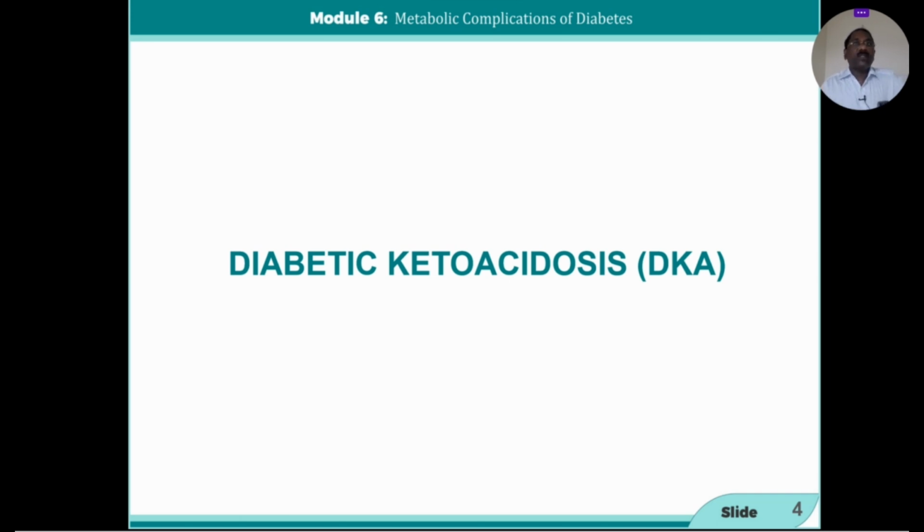Ketosis. Ketosis means ketone body positivity. So in all diabetic crises or acute metabolic complications, you should check the urine ketone body positivity. Sometimes you can send the blood for beta-hydroxybutyrate or acetoacetate, but it's not possible in all places. So that is blood ketosis, whereas urine ketosis is urine ketone body positivity.